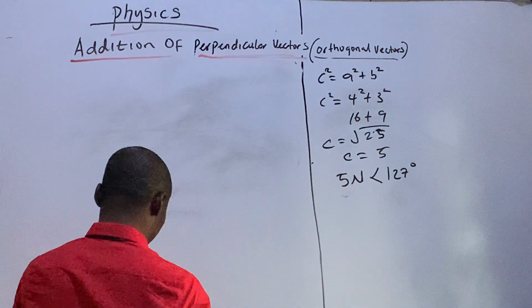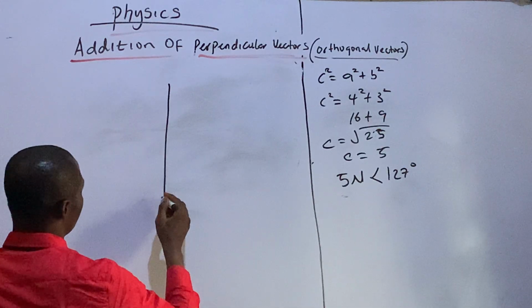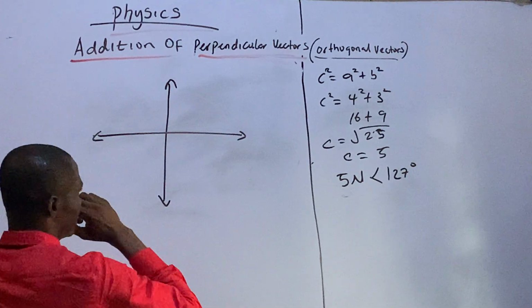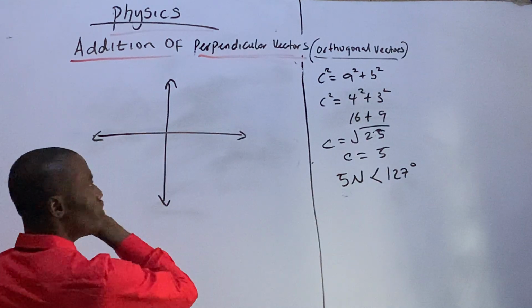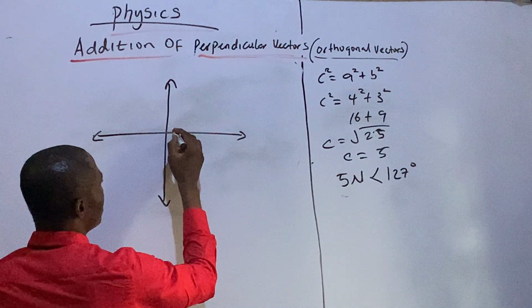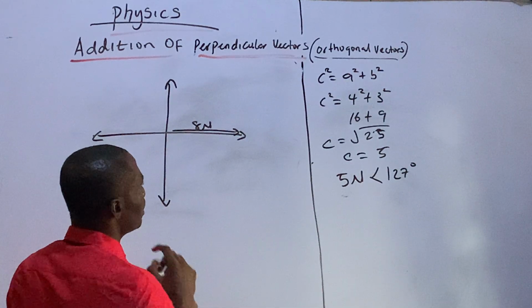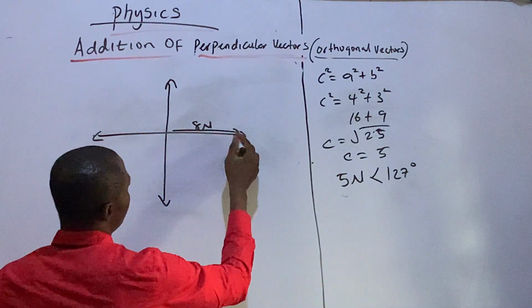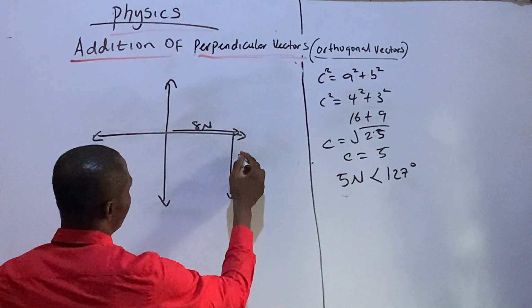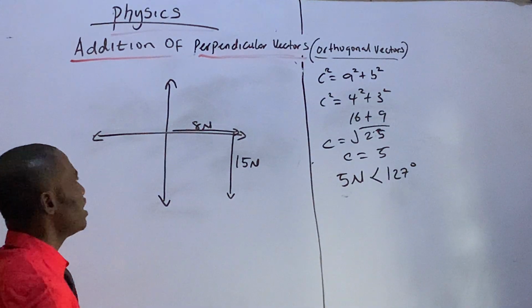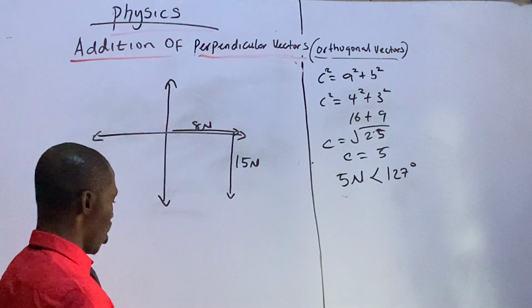Let's say we have two vectors. One vector is moving in this direction at about 8 Newton, and another vector is moving in this direction at about 15 Newton. Now you are asked to find the magnitude and the direction of the resultant vector.